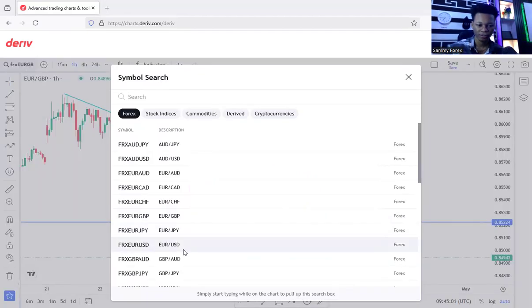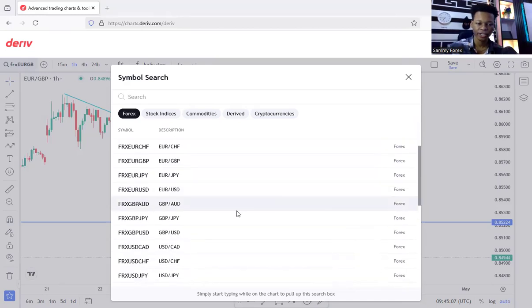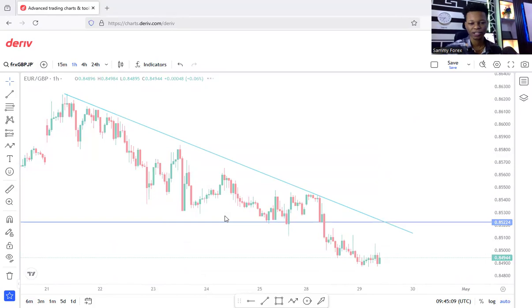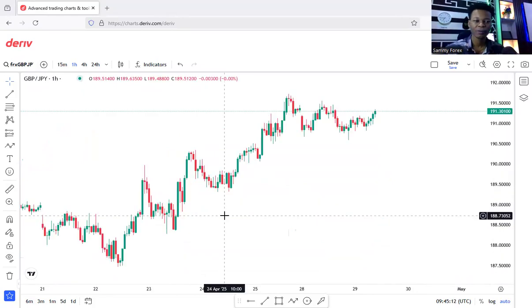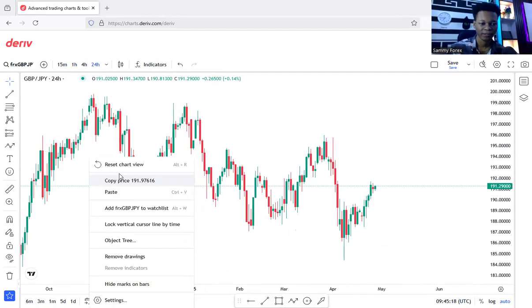And we'll go down to, let's search GBPJPY. Let's see what GBPJPY has for us here. So GBPJPY, let's go down to the 24 hours time frame before we analyze with 1 hour. And let me refresh the chart.